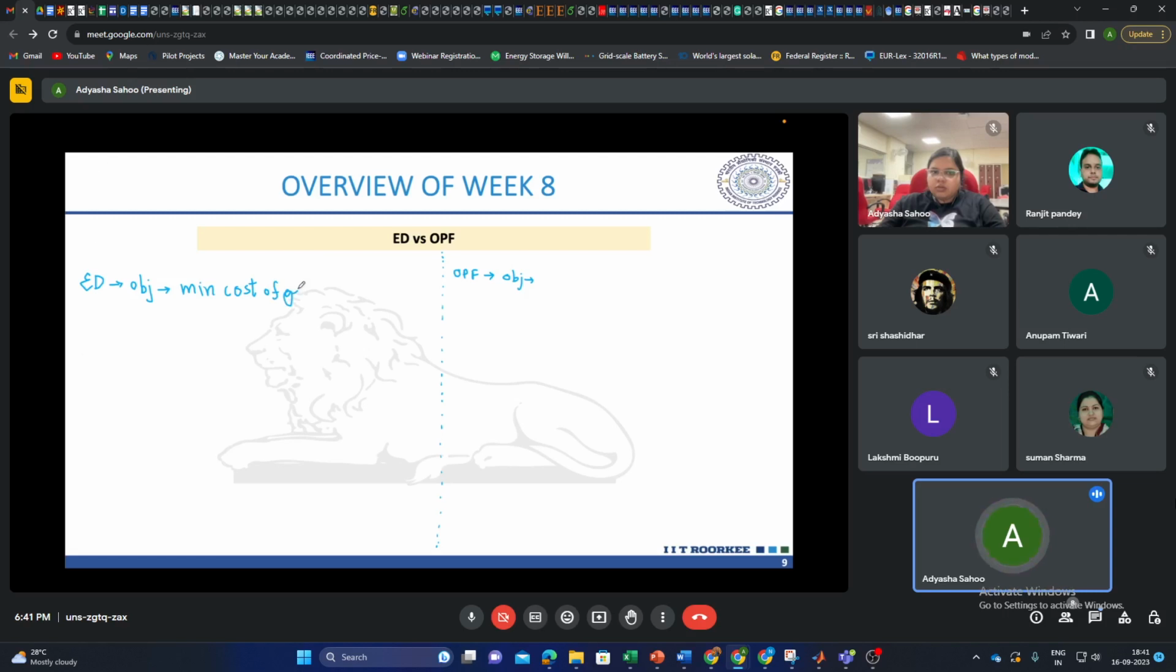So we have the generation cost, let's say C as a function of P, as we generally take a quadratic cost: a_i times P_i square plus b_i times P_i plus c_i, where i is for generators. So what we'll do here, we'll minimize the cost of generators. Basically for i equal to 1 to all generators in the system, we try to minimize the summation of their cost functions.